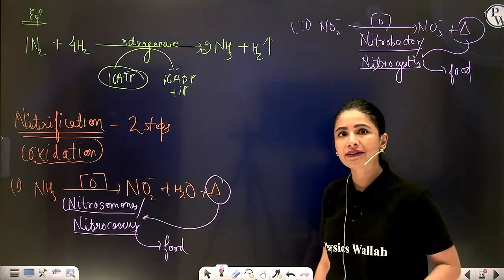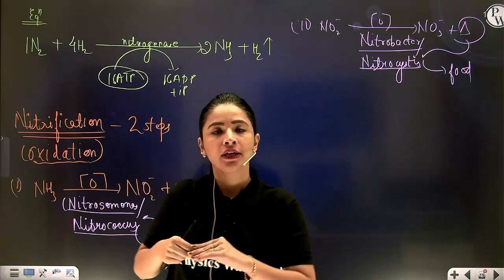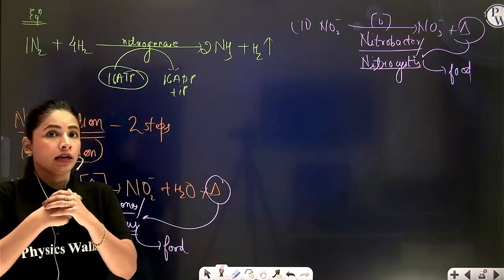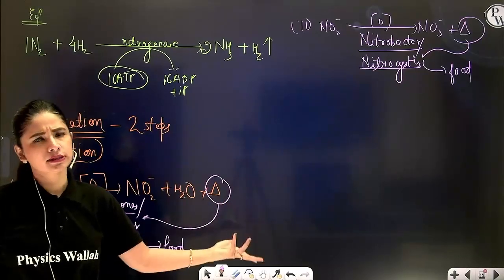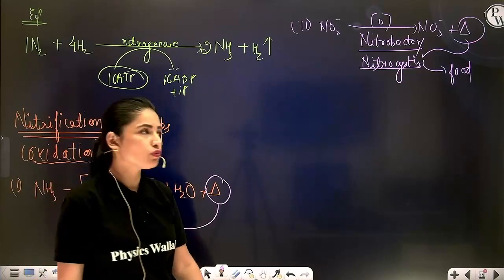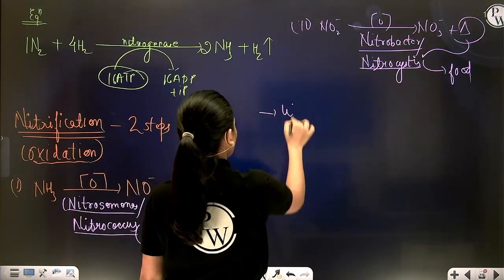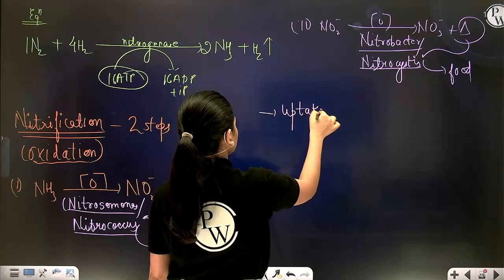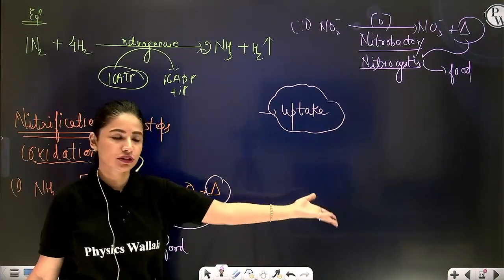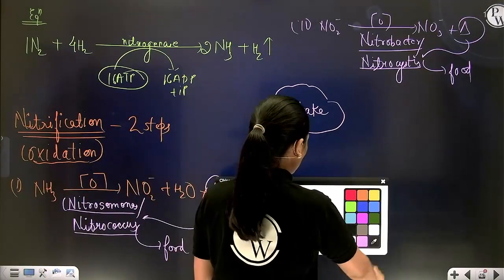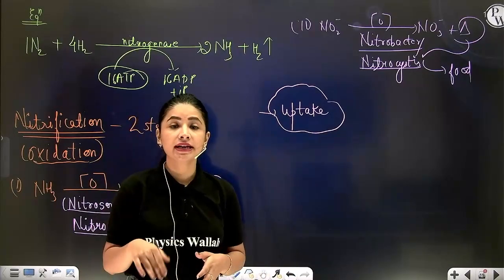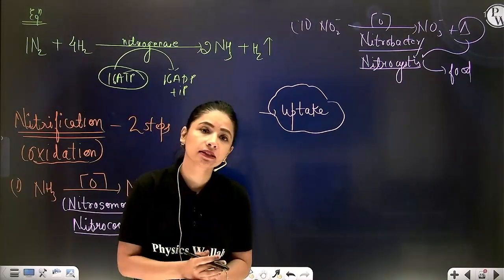Correct? So now you have seen what is happening in nitrification. It is an oxidation reaction with the help of chemoautotrophic bacteria, or you can say chemosynthetic bacteria. Now you are having nitrate. What will be the next step? The next step will be uptake. So now your plants are going to absorb nitrogen in the form of nitrate present in the soil. Done. Then what will happen? Plants are going to utilize them for protein synthesis.